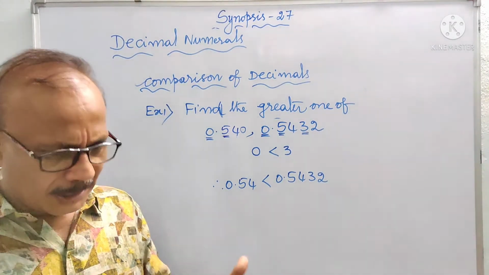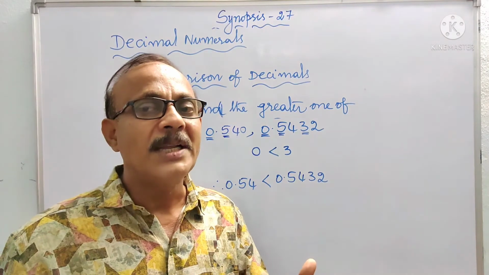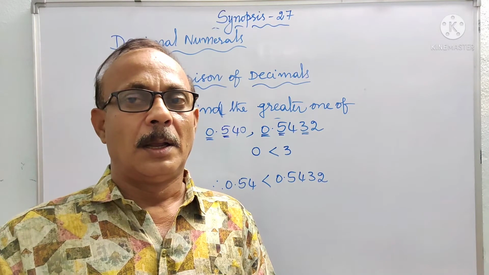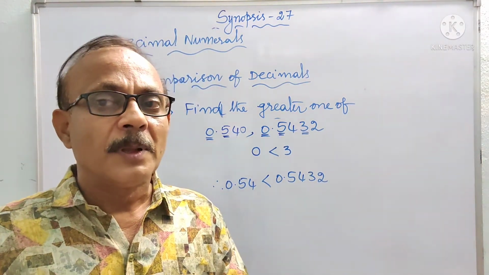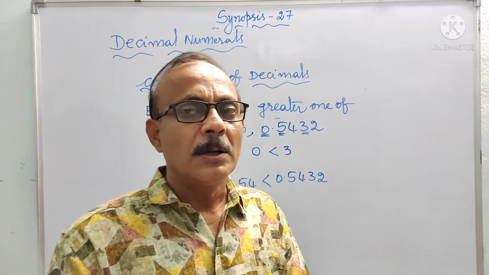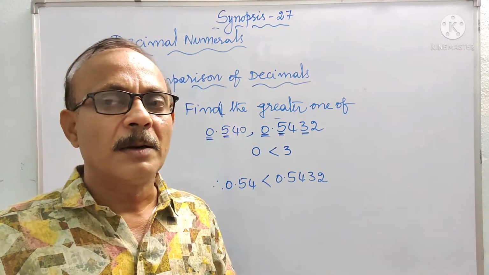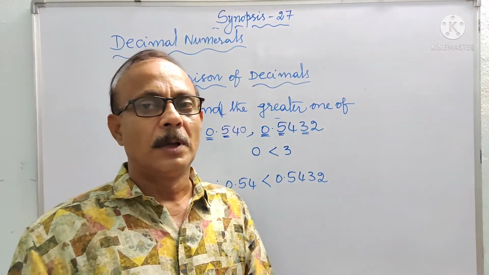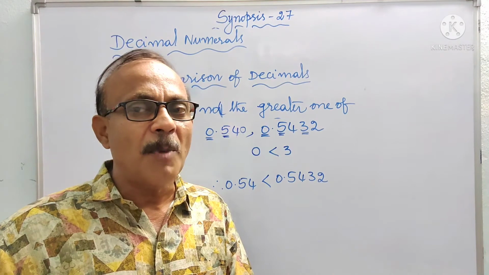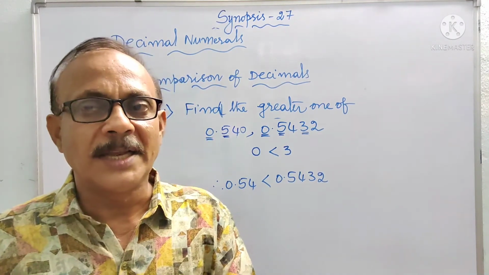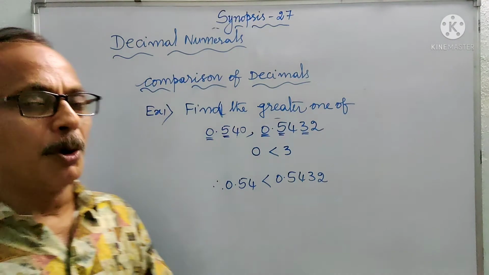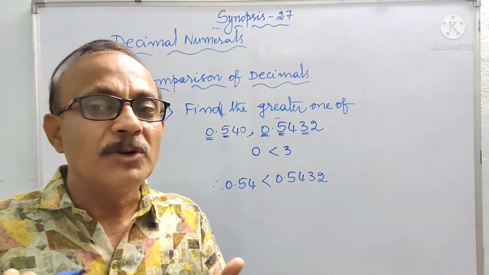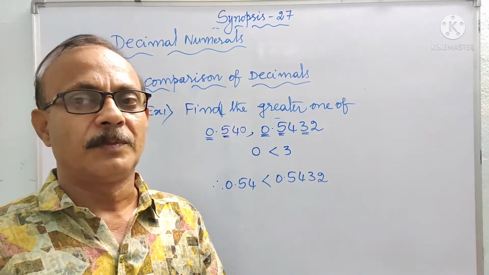So now in this synopsis we learned what a decimal fraction is and what a decimal numeral is. A decimal fraction is a fraction whose denominators are powers of 10, that is 10, 100, 1000, 10,000, etc. If a decimal fraction is written in the form of a numeral, then it is called a decimal numeral. And we have also seen the different place values we have in decimal numerals.